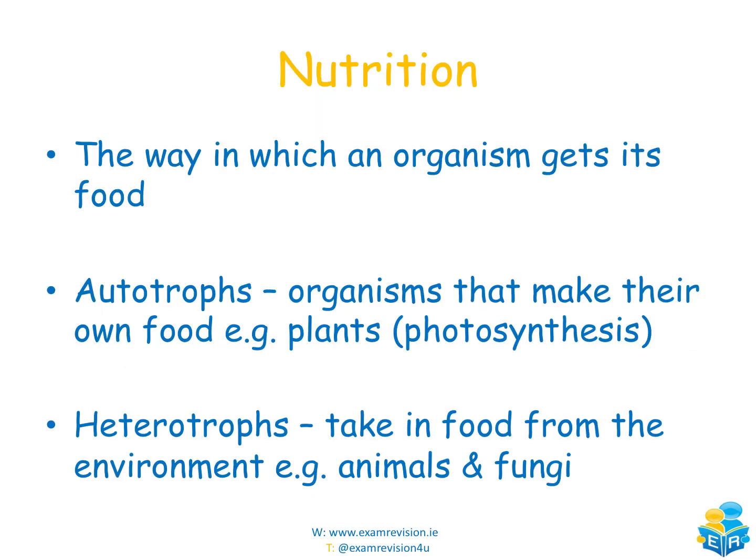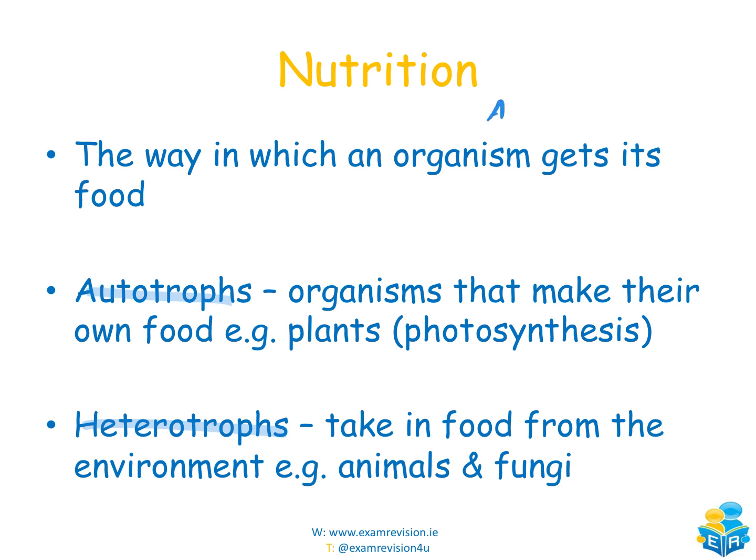Okay, so for the next couple of minutes, we're going to look at plant nutrition, which is the way in which an organism gets its food. But more particularly, we're going to look at the way in which plants get their own food. So there's two different types. We can have autotrophs or we can have heterotrophs. Okay, this applies to all organisms.